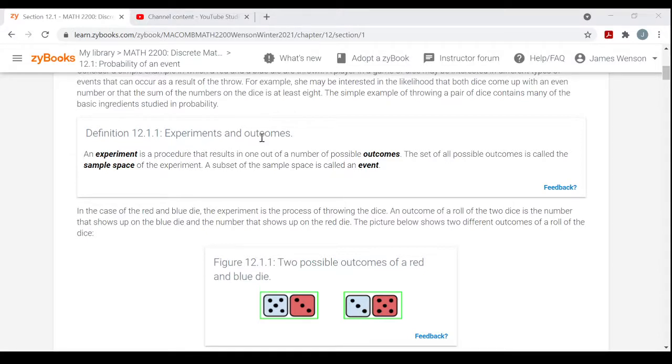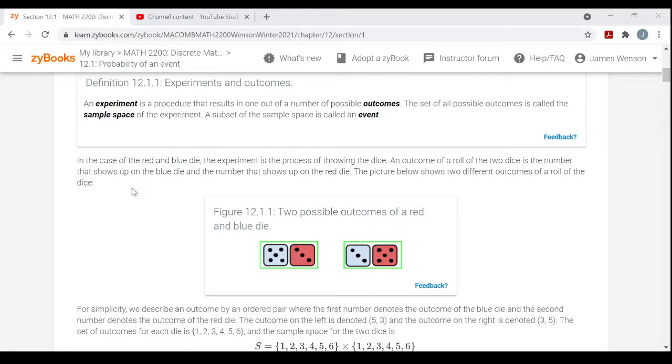Experiments and outcomes. An experiment is a procedure that results in one out of a number of possible outcomes. So the results of a procedure are called outcomes. The set of all possible outcomes is called the sample space of the experiment. A subset of the sample space is called an event. All right, so they go through some examples here.